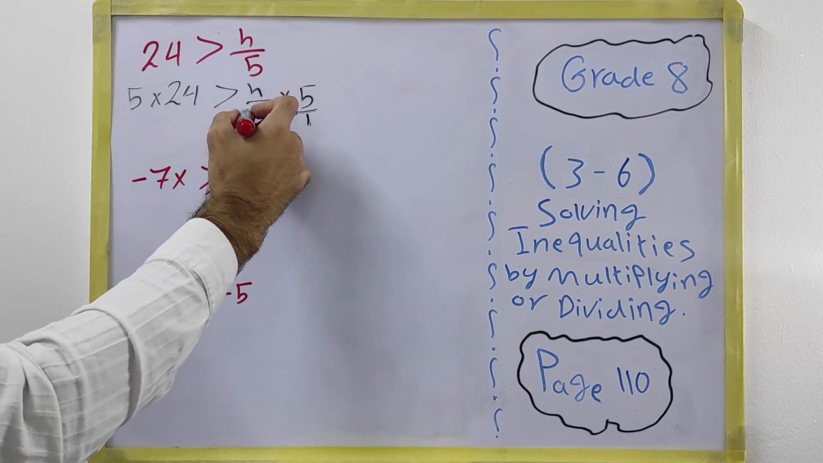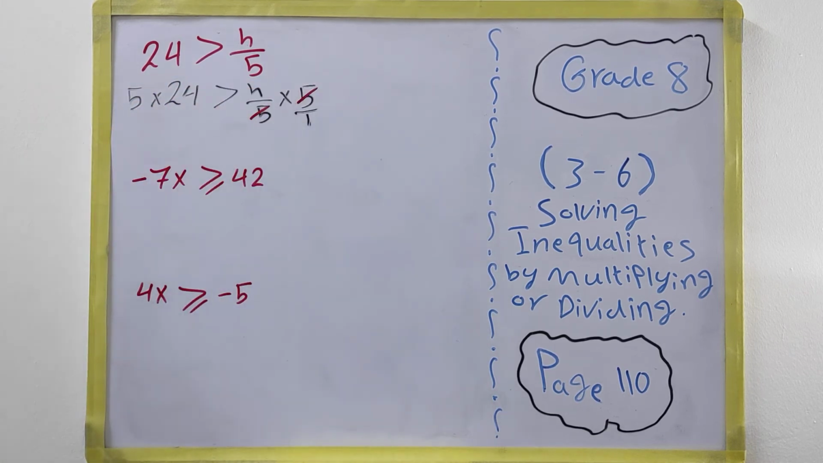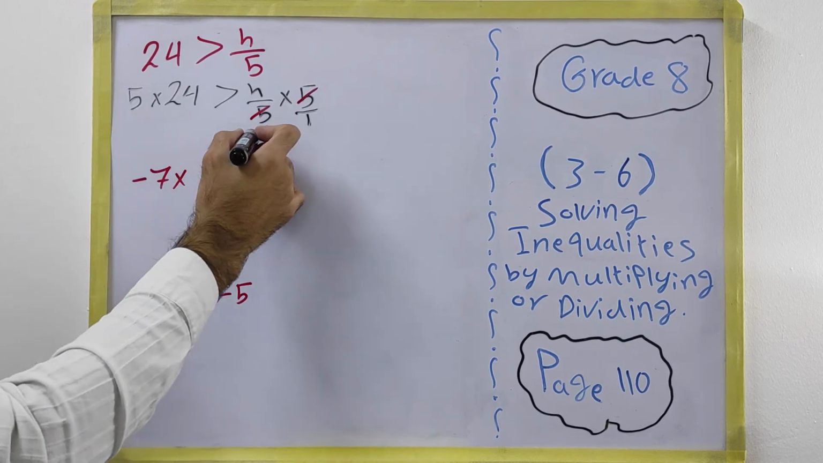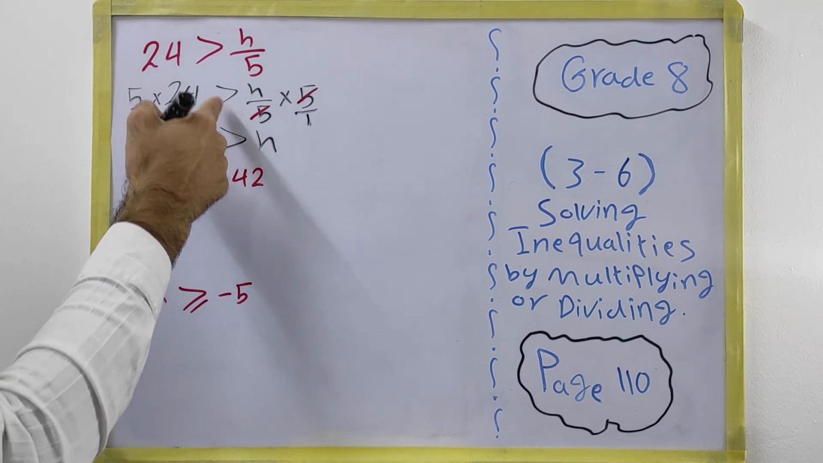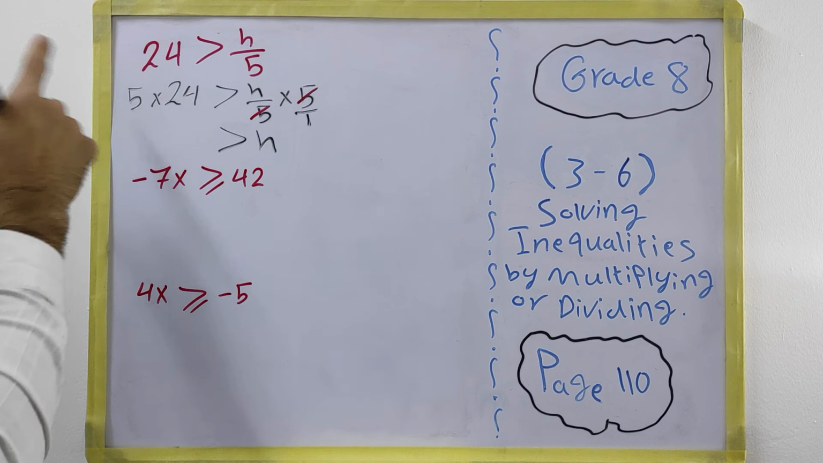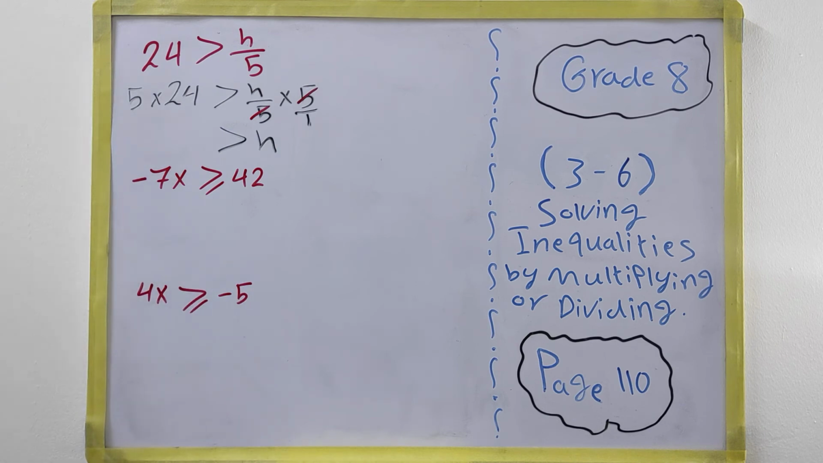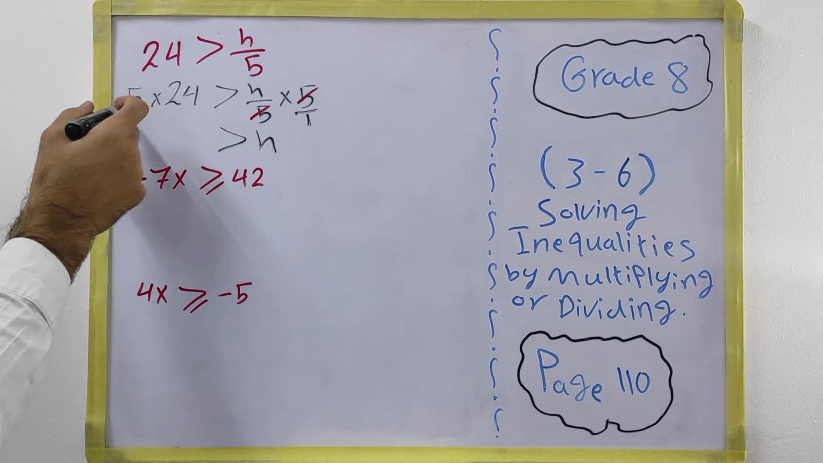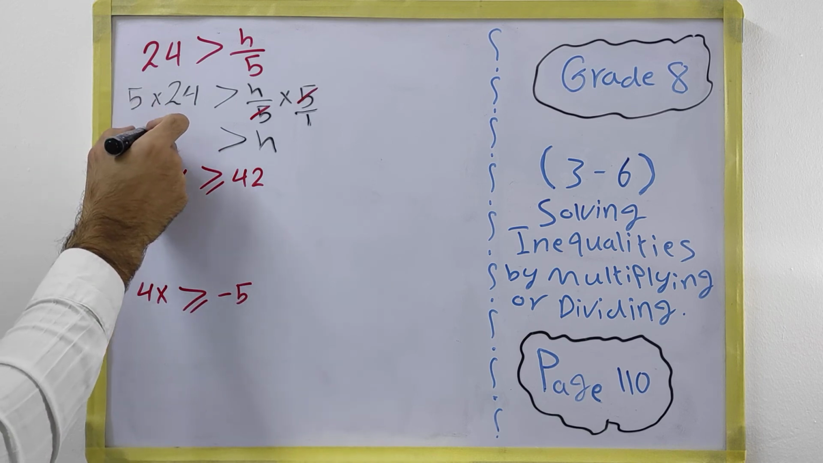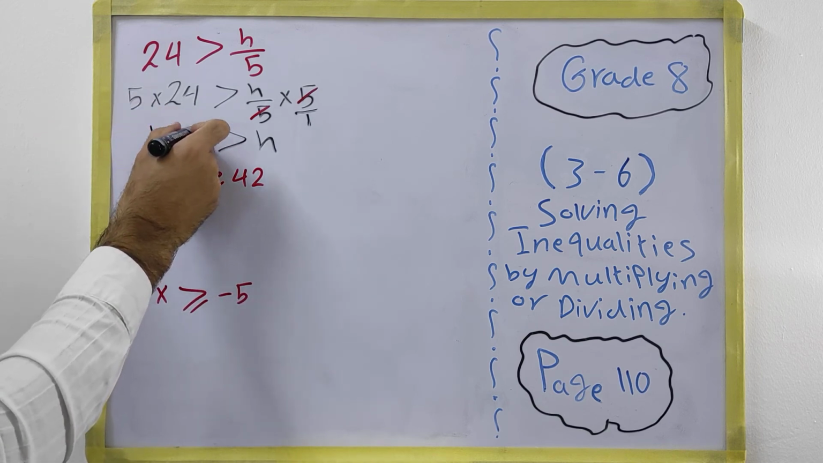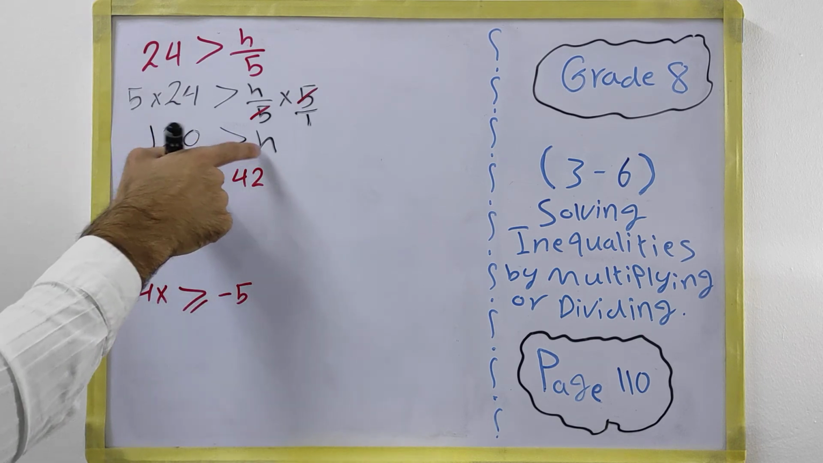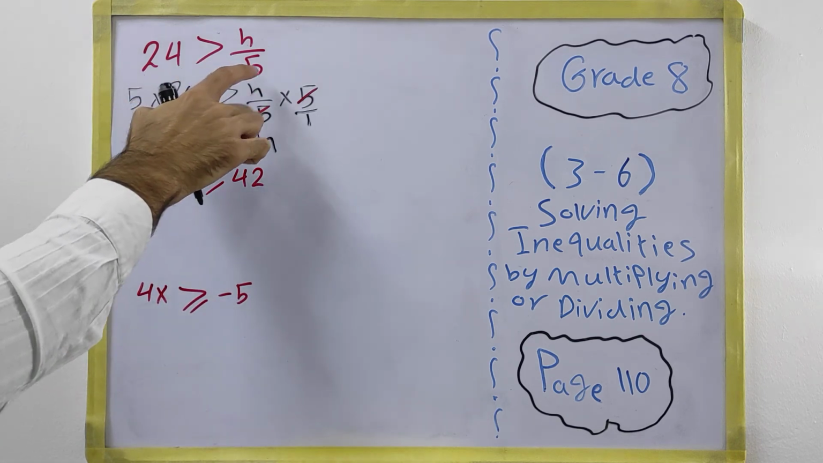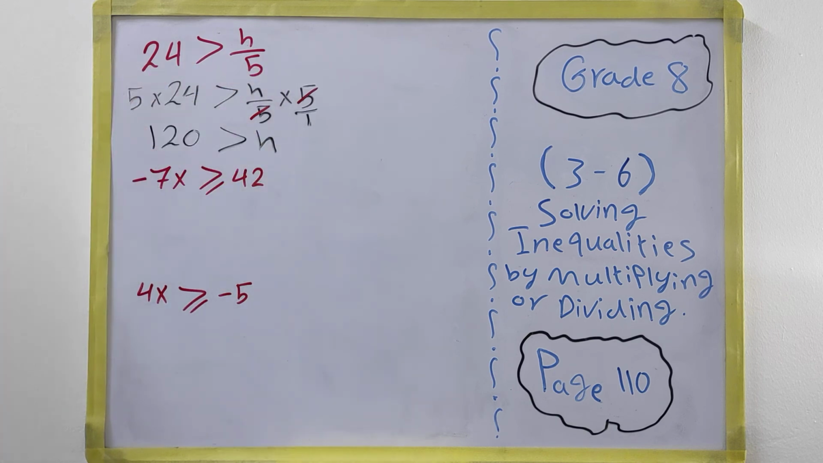We can cancel these two. We would get only h over 1 in this side. The sign stays the same because we multiplied by a positive number. We multiplied by 5. And the other one, it would be 24 multiplied by 5, it would be 120. This is the result. 120 greater than h. We just multiplied by a positive number because here we had positive 5 in the denominator of the h.